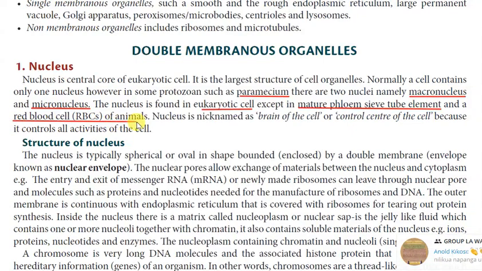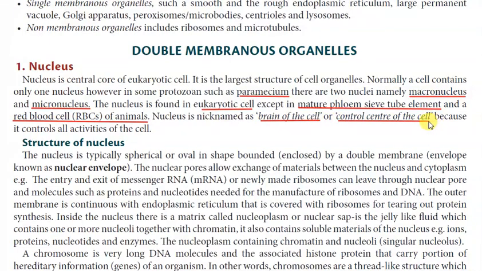in animals. So if you are asked for the two exceptions, or the two categories of cell where there is no nucleus, in plants we have the mature phloem sieve tube element, and in animals we have the red blood cell, normally abbreviated as RBCs. The nucleus is nicknamed the brain of the cell or the control center of the cell because it controls all activities of the cell.